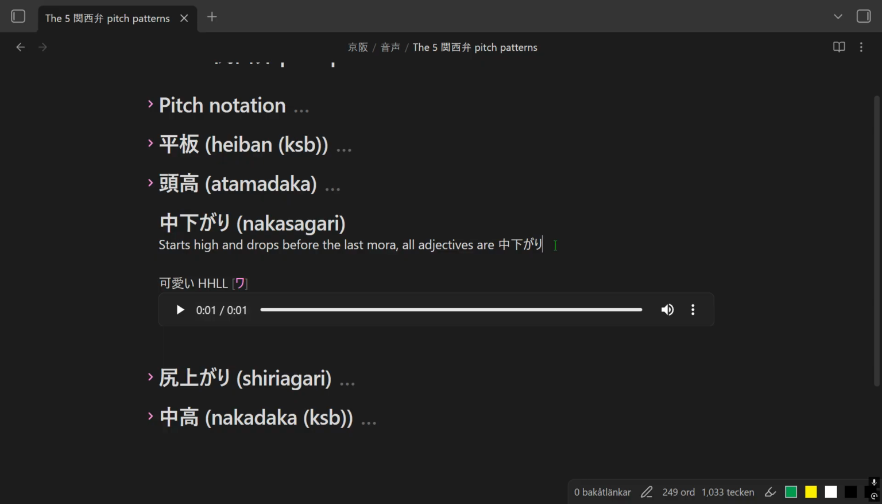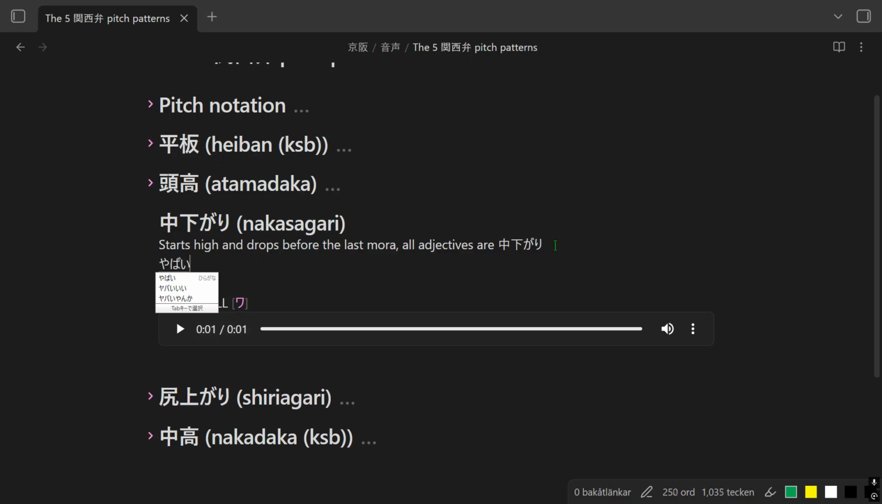is atamadaka. Like in standard Japanese, yabai would be 2. But in Kansai Ben, it would be yabai, written like this.